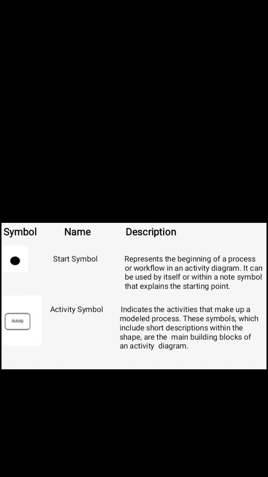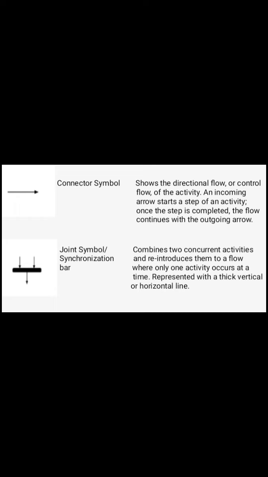So next, we have the connector symbol. It shows the directional flow or control flow of the activity. An incoming arrow starts a step of an activity. Once the step is completed, the flow continues with the outgoing arrow. So, kaning connector is used in the activity diagram para mabal-an nato ang flow sa interactions between the user and the system.